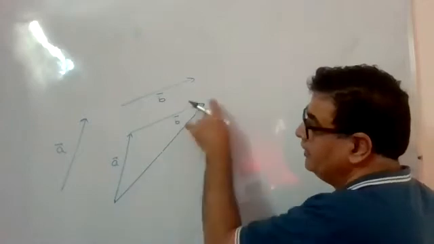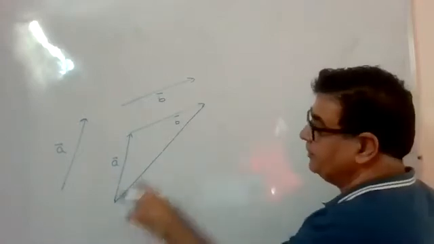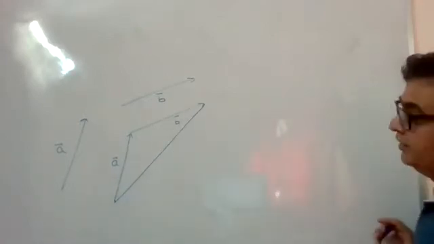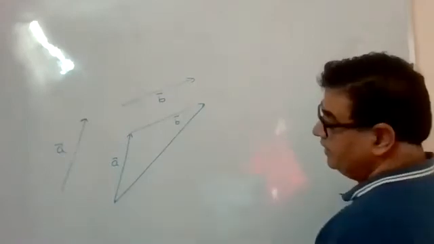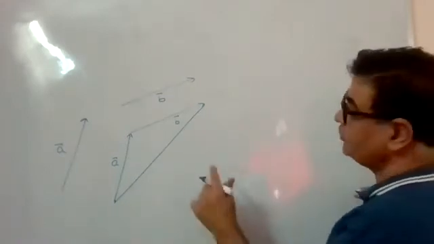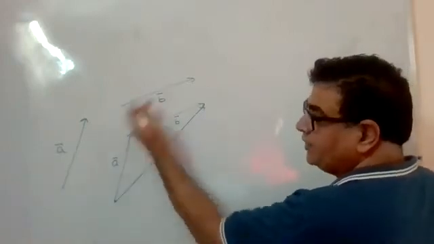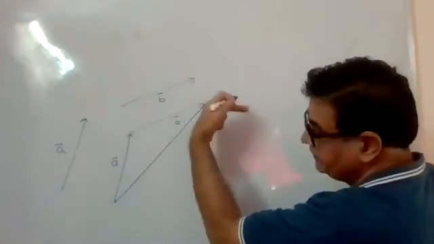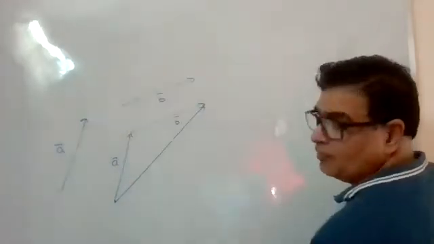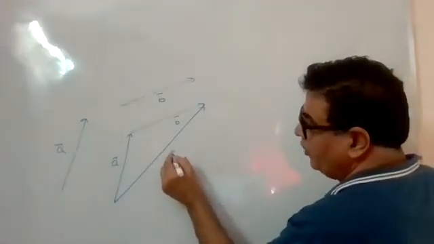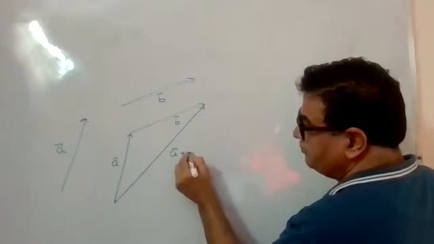this is the third side of the triangle, constructing a triangle. It should be taken in reverse order. Reverse order means this order is running clockwise, so this one will go anti-clockwise. Then this vector will be called A plus B.